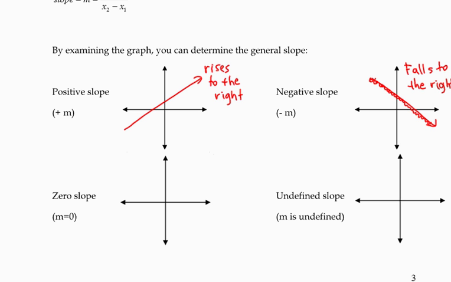Yep. Benz? No, if it's down to the left, it's positive slope. Right? That's why we always talk about moving towards the right.